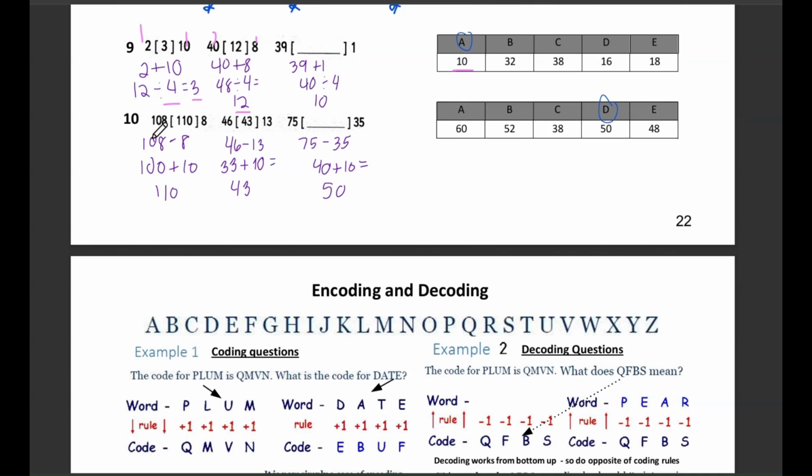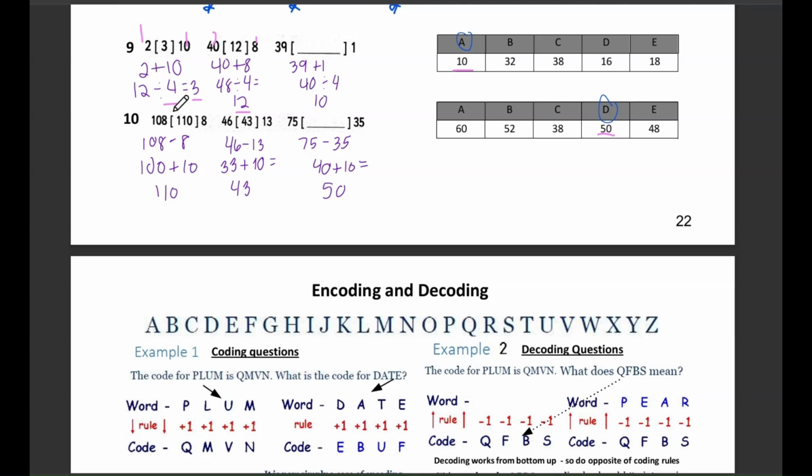Question 10. Okay, question 10. This one also has a pattern, but a slightly different pattern than question 9. Let's read it out. 108, bracket, 110, bracket, 8. Next we have 46, bracket, 43, bracket, 13. And last we have 75, bracket, blank, bracket, 35. And again we have multiple choice answers. A is 60, B is 52, C is 38, D is 50, and E is 48. The correct answer is D, which is 50.